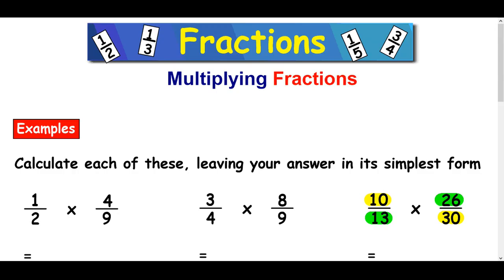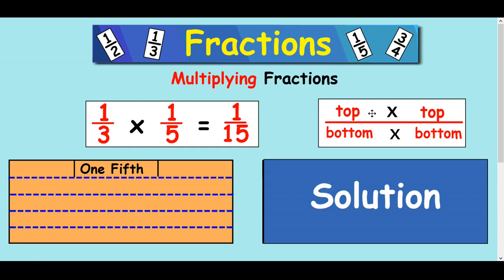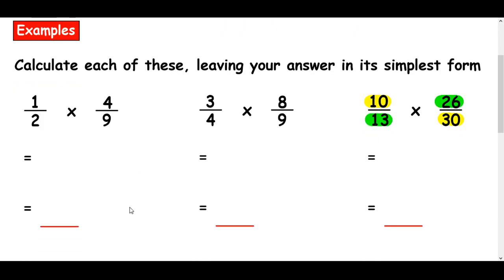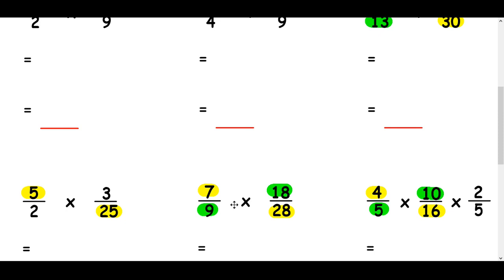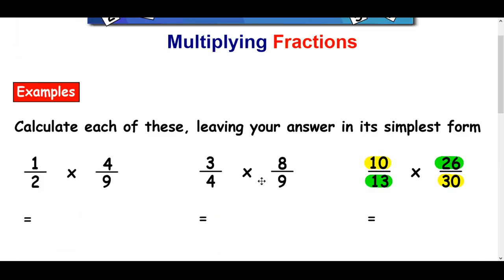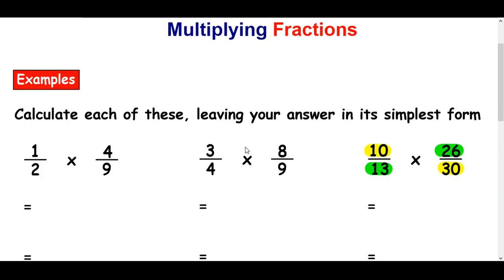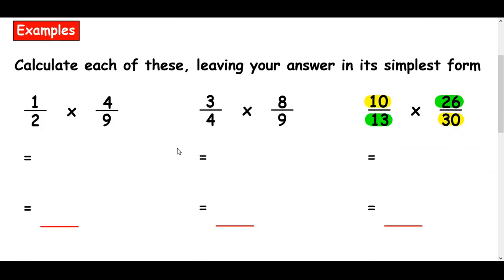So we get to the idea where we don't actually need the diagrams anymore. If we follow this idea here, top times top and bottom times bottom, we can get our answers. Now I'll do that with these first two, and then I'll look at some harder examples and show you how to do them as well. Now calculate each of these, leaving your answer in its simplest form. That's the lowest value it can take, so always remember to try and do that.